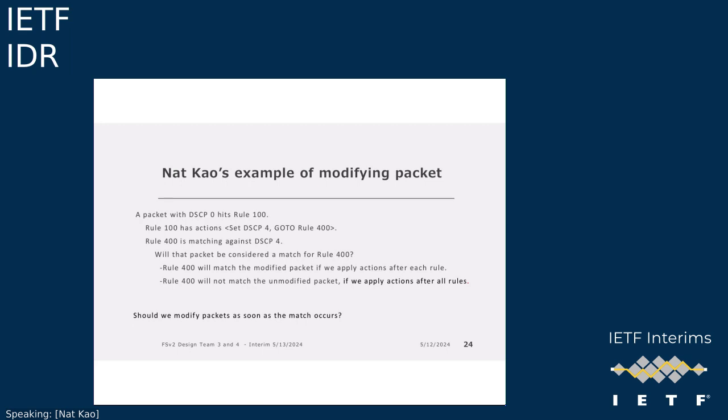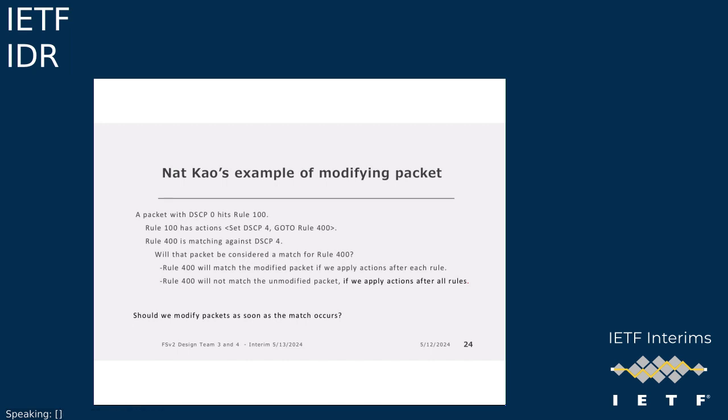And if we accumulate all actions for the matching rules and do it at the end, then rule 400 will not match that packet. So yeah, we might need to consider that behavior for each rule. So yeah, that's it.